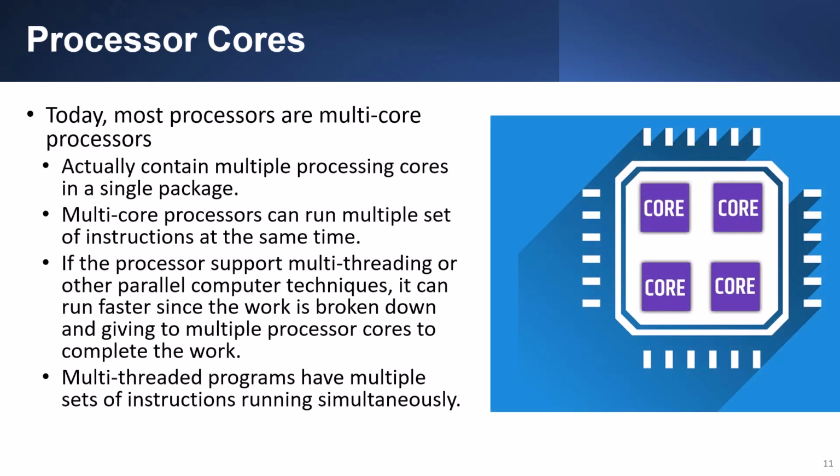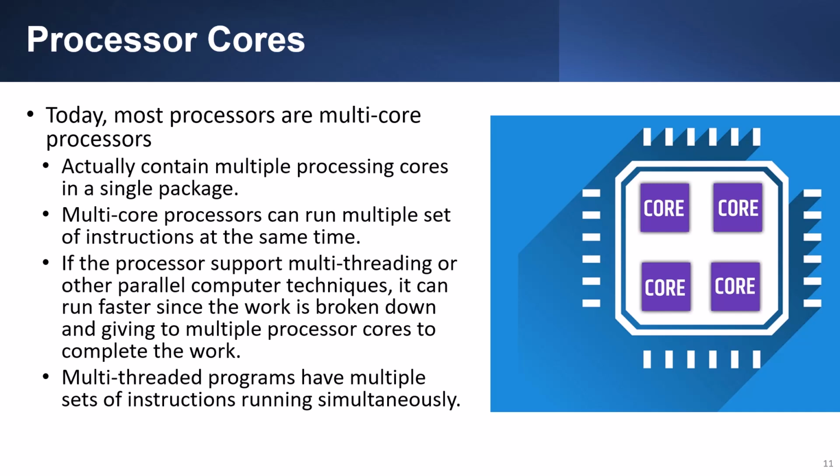Today, most processors are multi-core processors that actually contain multiple processor cores in a single package. Multi-core processors can run multiple sets of instructions at the same time. Sometimes, multi-core processors can have more precise names, such as dual-core processors that combine two processing cores in a single unit, while quad-core has 4 processing cores.